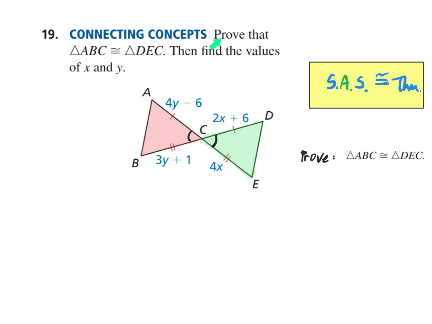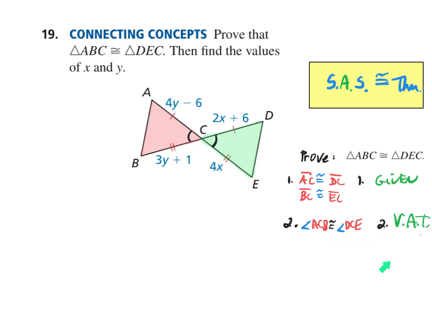All right, so to prove that the triangles are congruent, we're going to use the SAS congruence theorem, and the proof would look like this. We would start with the given. Side AC is congruent to side DC, and segment BC is congruent to side EC, given. Step 2. These angles are congruent. And the reason? All vertical angles are always congruent, or just the vertical angle theorem.